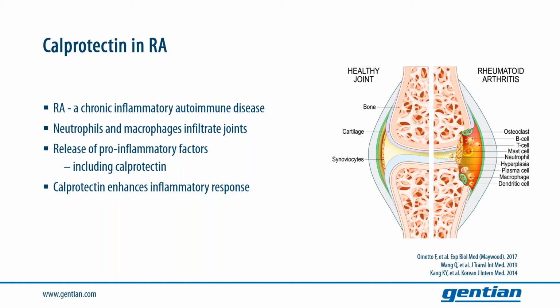Calprotectin, with its pro-inflammatory functions, is described to drive inflammation in RA by amplifying the production of inflammatory markers by phagocytes, inducing production of cytokines like TNF-alpha and IL-6, and attracting more phagocytes to the joints, leading to an enhanced feedback loop, accumulating even more calprotectin at the inflammation site.